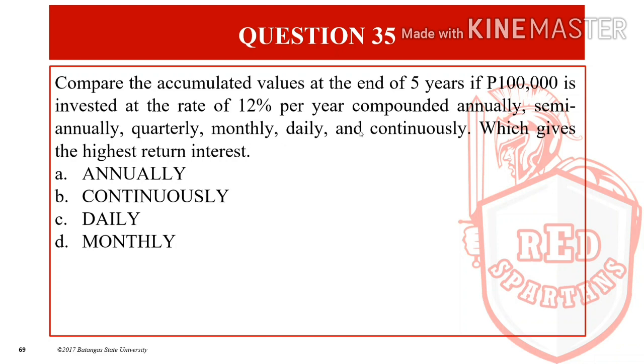So, sa ating problem, madami yung ating need na kuning accumulated values. Pero since ito yung ating mga choices, dito lang tayo mag-base sa annually, continuously, daily, and monthly. So kapag may continuously, yan na lagi yung answer. Yan yung makakapagbigay lagi ng highest return interest. Pero kapag walang continuously, ang sunod dyan ay daily. Pero kapag walang daily, monthly na yung may highest return interest. Pero try din natin yung kanyang solution.